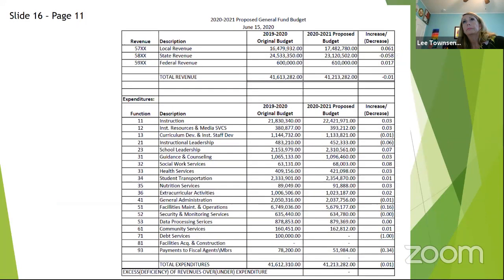Slide 16 represents the function level proposed budget. All budgets must be adopted at least on the function level. We will look at the changes between the functions in detail on the next slide. We have a balanced budget. Again, the revenue will shift between local and state revenue. Also notice in function 71, we paid off the notes payable for the energy project. And as a reminder, we will have a July 2020 budget amendment that will reestablish the expenditure budget that was not included in the original budget.